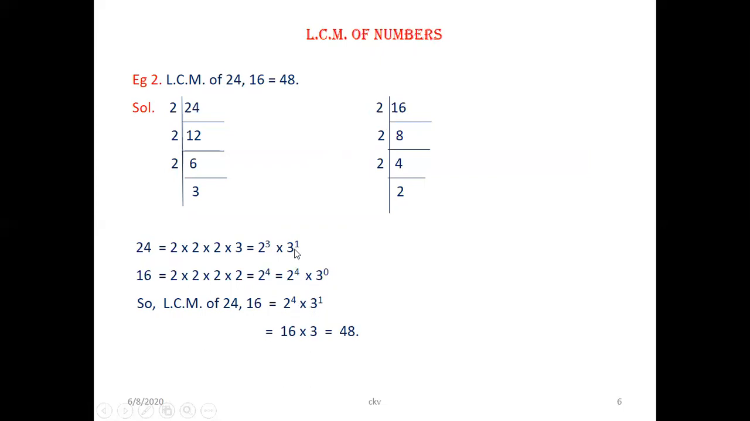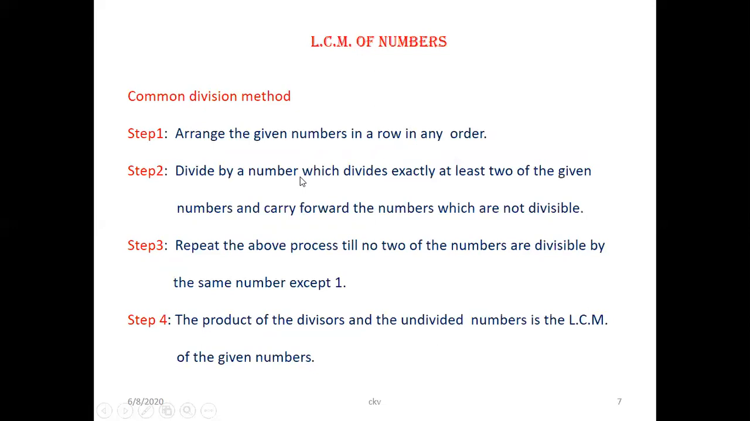Here the power of 3 is 1. Here the power of 3 is 0. Pick up the highest power, 3 power 1. So 2 power 4 is 16. 3 power 1 is 3. 16 3s are 48. So the LCM of 24 and 16 is 48. This is the first method, which is the factorization method.